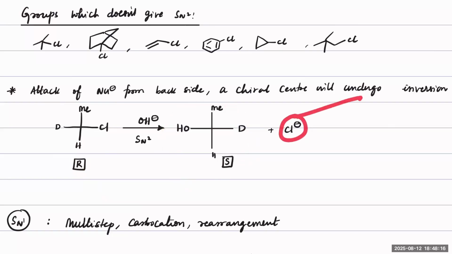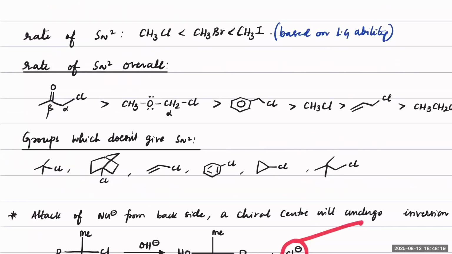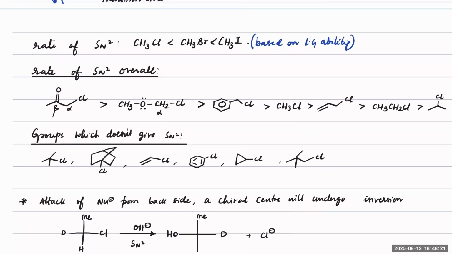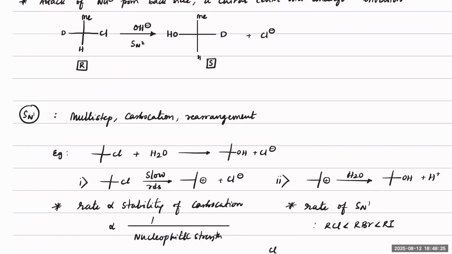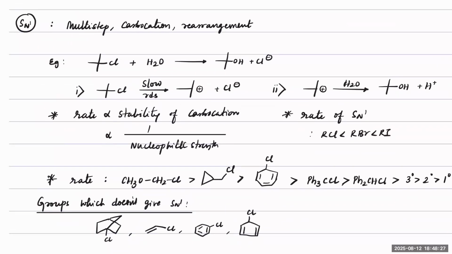That is about the inversion here. Cl minus will leave. Now, this is about SN2 type of reaction. Any doubt with SN2? Right. Now, let us talk about SN1. SN1 usually happens via multi-step. There is carbocation formation here. There is a rearrangement also happening. It goes exactly along the lines of the E1 reaction mechanism.